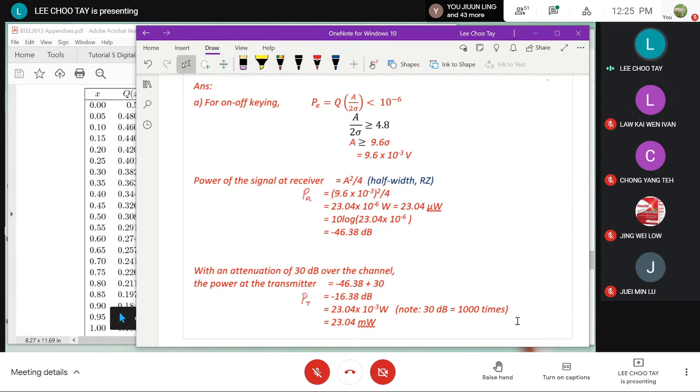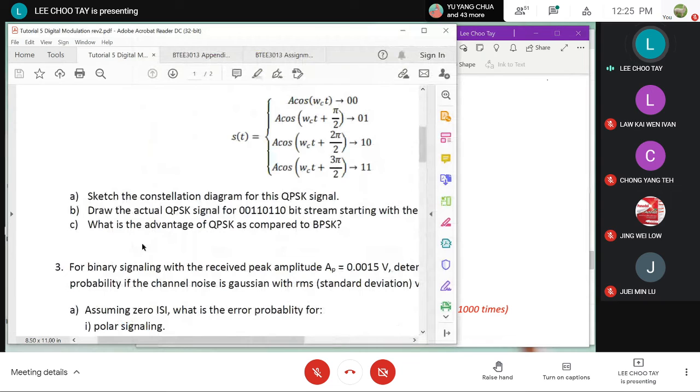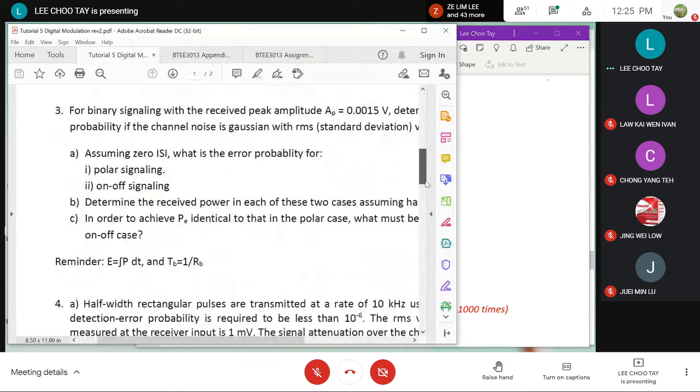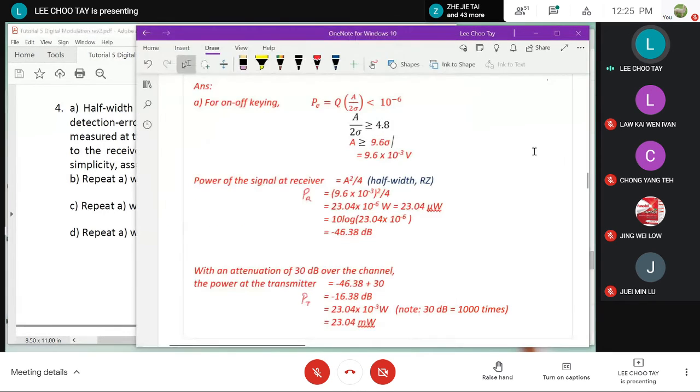Okay, good. So the second part, I asked you to repeat A with full wave rectangular pulses. Now in full wave rectangular pulses, the probability of error is still the same. A is still the same, but we need to compute the power. With full wave on-off keying pulses, the power equation is different.